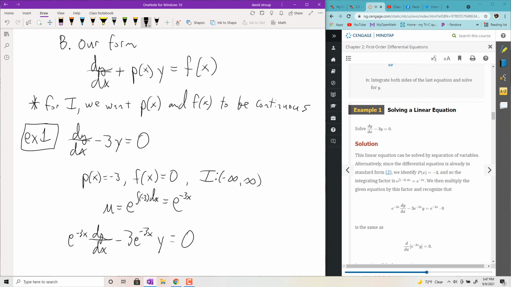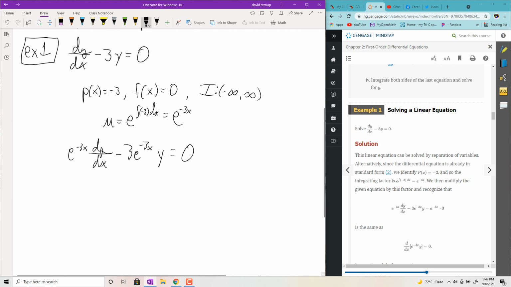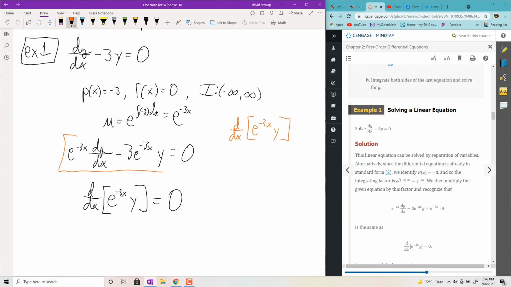The reason why we do this is because now that left-hand side is basically just the derivative with respect to x of mu, e to the -3x, times y. And then we're going to be able to integrate both sides and get our solution. So just in case you don't believe me, note if I took the derivative with respect to x of e to the -3x y, I should get this thing right here. Let's see if that works.